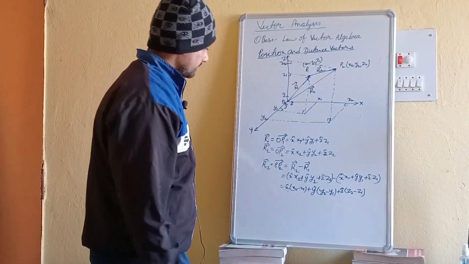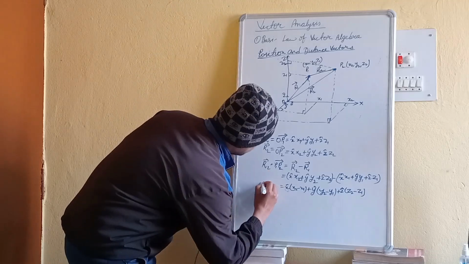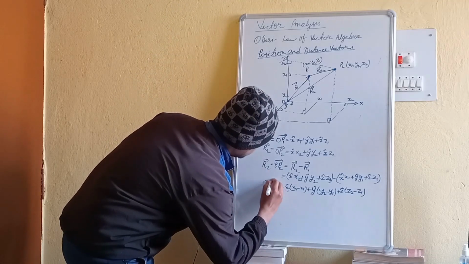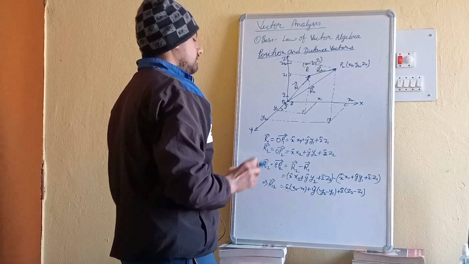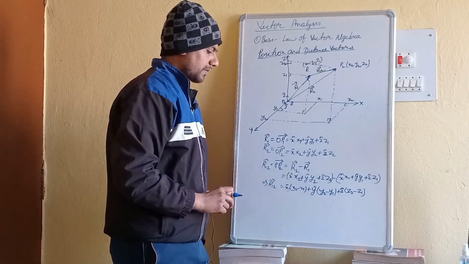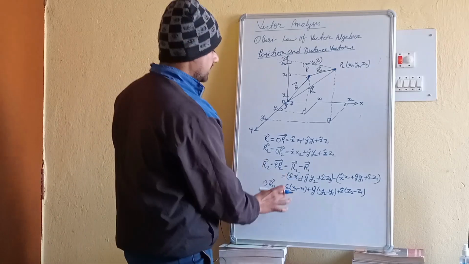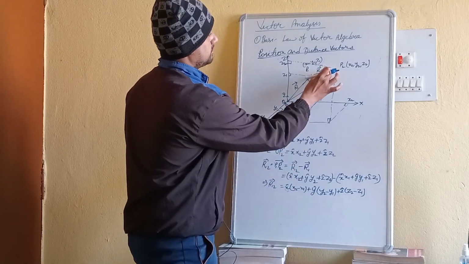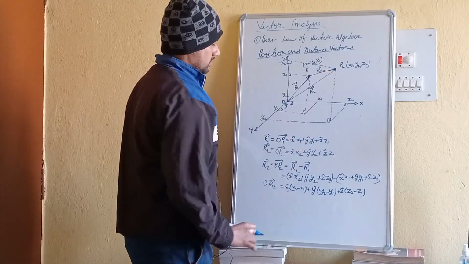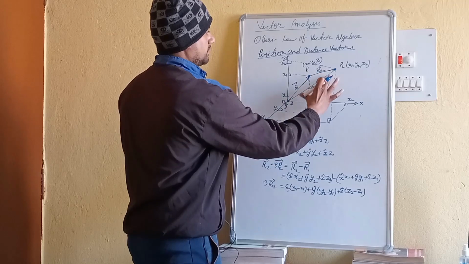This one is the R12 vector. It means this is the distance vector, and R12 is representing this. R1 is representing this, R2 is representing this one.